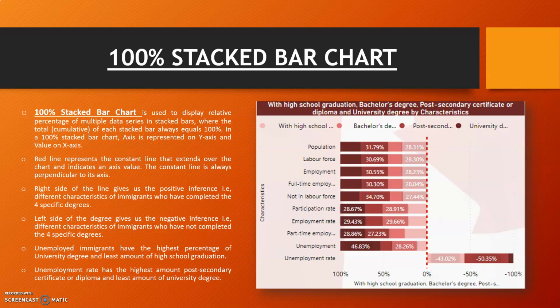Next is the 100% stacked bar chart, which is basically used to display relative percentage of multiple data series in stacked bars, where the total of each stacked bar gives us an equivalent of 100% value. On the y-axis, I have taken the characteristics, and on the x-axis, I have taken the percentage of 4 different kinds of degrees, and over here the red line represents the constant line. The left portion of the line gives us the positive inference, and on the right section we can see the negative inference, where the unemployment rate goes down to the negative line.